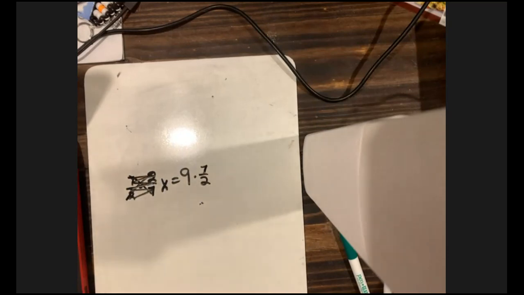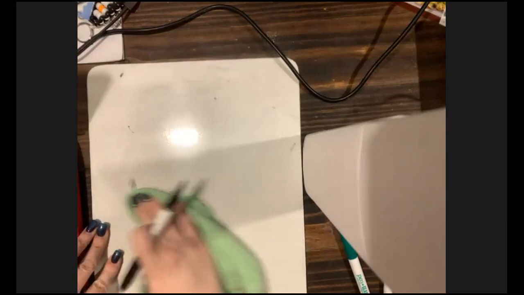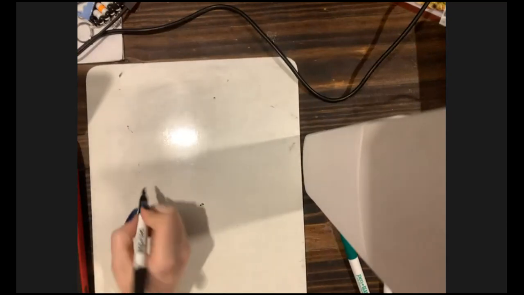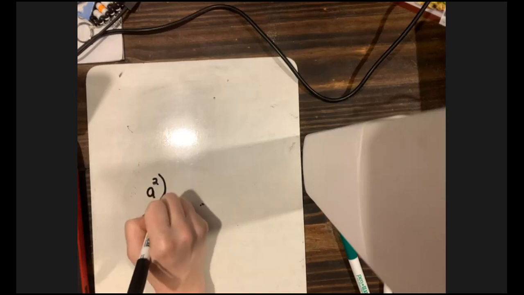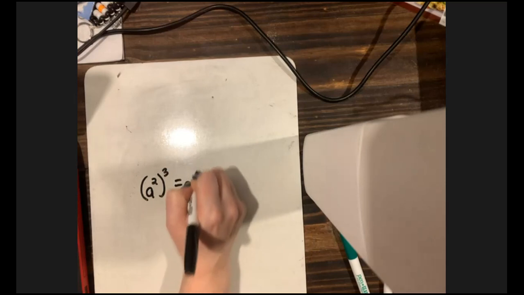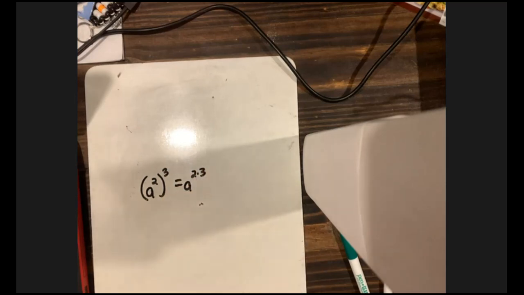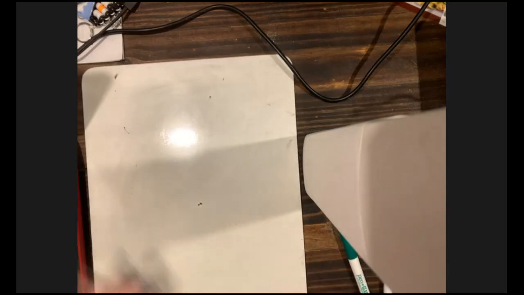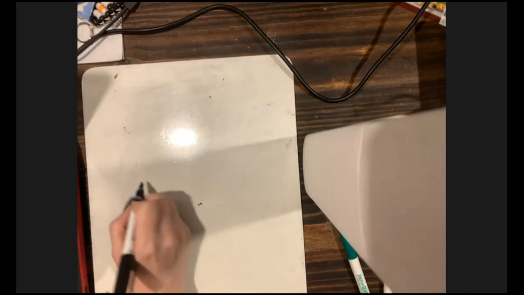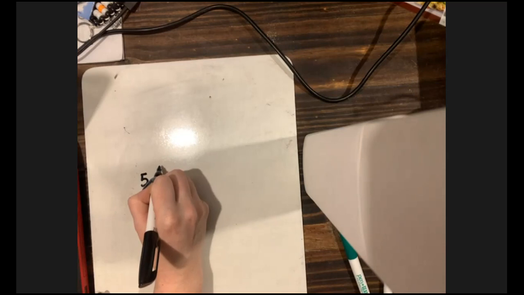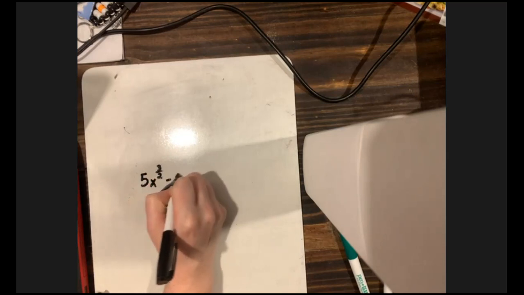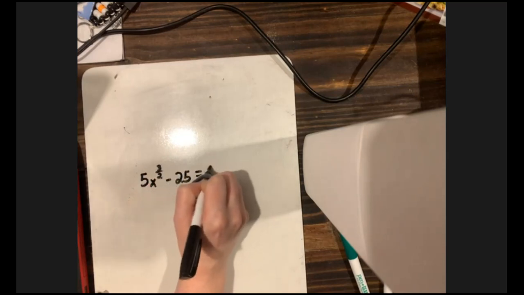Now, when we see this done with exponents, we've got to remember our rules that say if I have something like this, powers and powers multiply. So the way that I'm going to be able to do that multiply by the reciprocal is bring something to that upper power. The particular problem that we're going to look at is 5x to the 3/2 minus 25 equals 0.